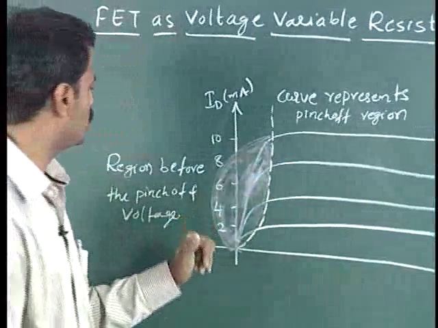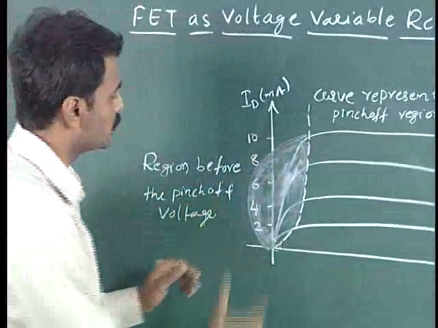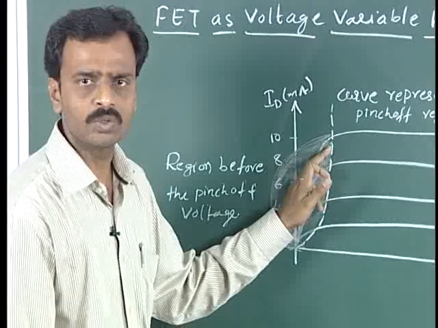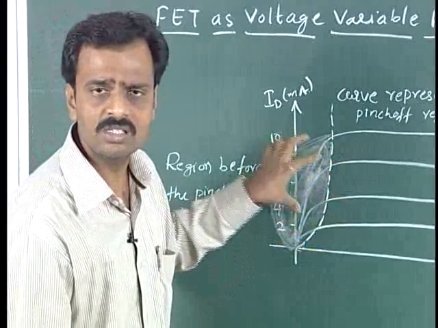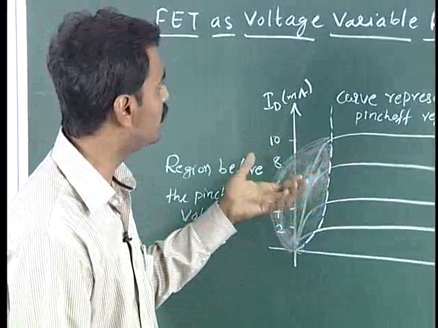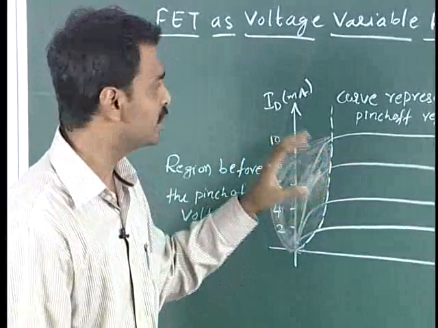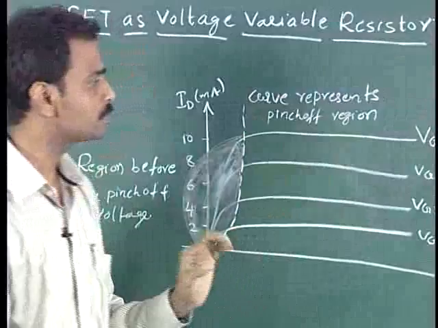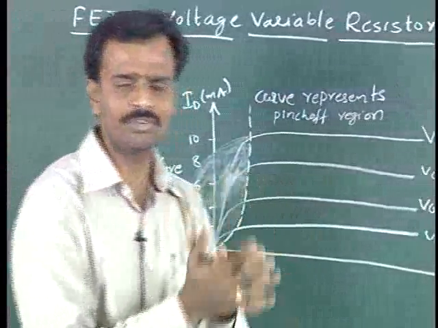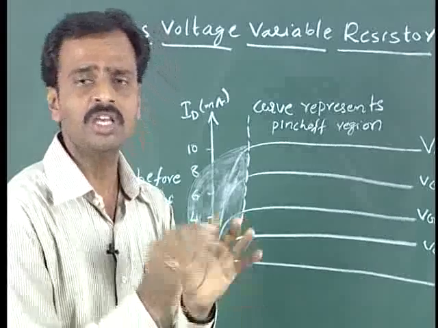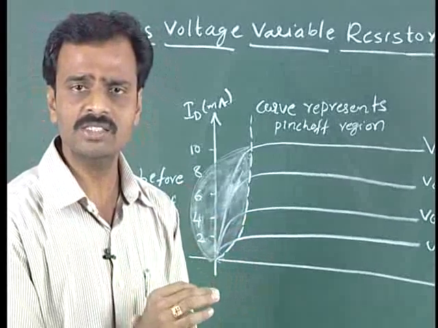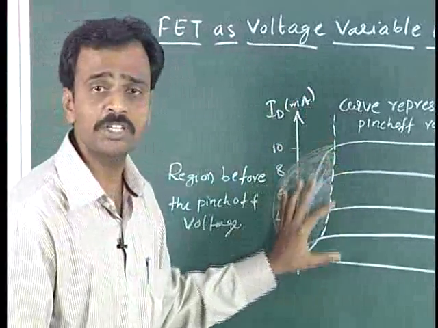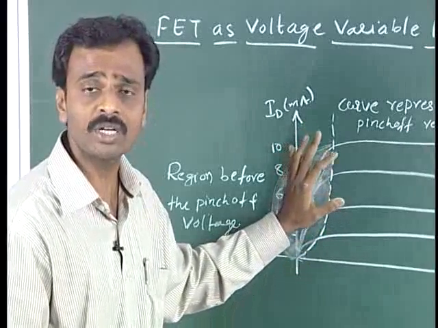You can observe that in the region before the pinch-off voltage, the characteristics vary linearly. Whenever the FET is operating in this region, we can call it a voltage controlled resistor, and these curves represent the pinch-off region. As we have seen, field effect transistors are voltage controlled devices. In most applications, field effect transistors are used whenever they vary linearly. So these linear applications are much more used in the case of field effect transistors.